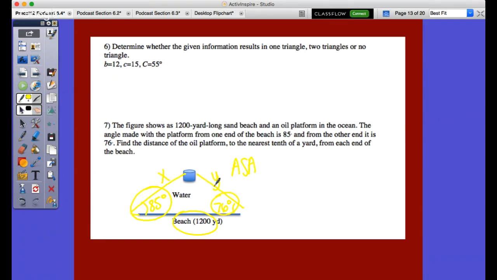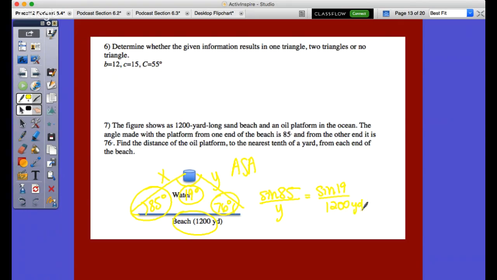So you would just say, okay, sine of 85 over y equals, then I would find this angle, which would be 180 minus 85 minus 76, which is 19 degrees. I think that's right. Yeah. So that'd be 19 degrees. So then we just say the sine of 19 over 1,200.